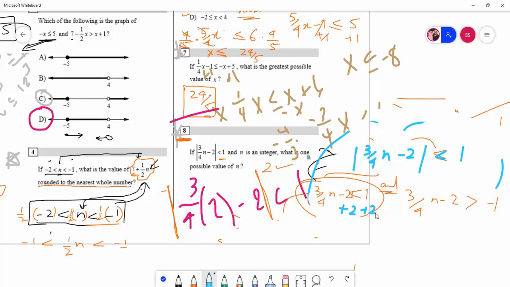So adding 2 to both sides of this inequality, you will get 3 over 4 n is less than 3. And multiplying by 4 over 3 to both sides, you will get n is less than 4.